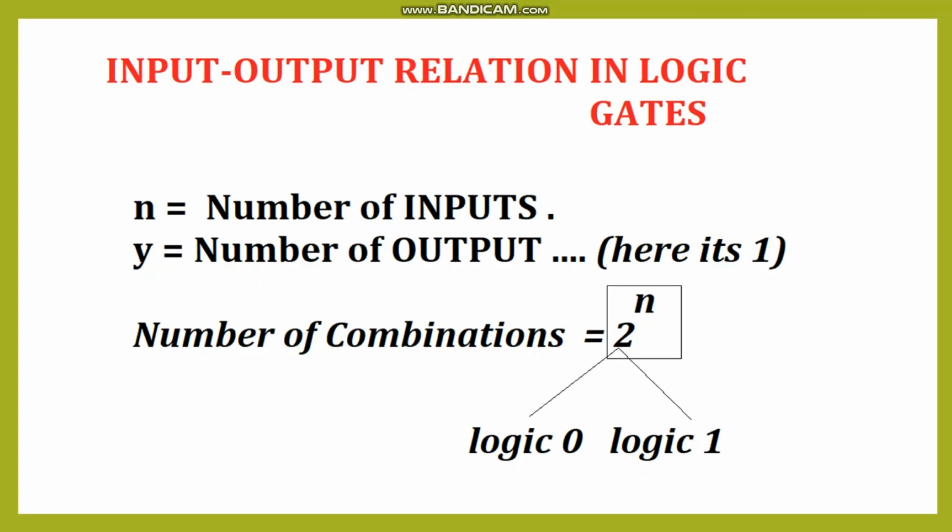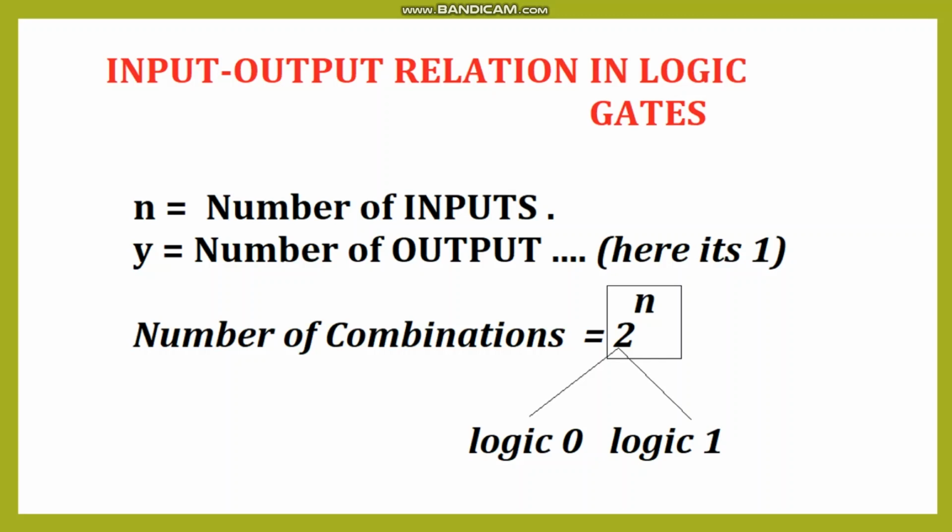So the number of input combinations that we can make is 2 power n, where n represents the number of inputs. Now this 2 which we have used in the formula, as you can see on the screen, here 2 represents logic 0 or logic 1. In digital electronics we basically use logic 0 and logic 1.